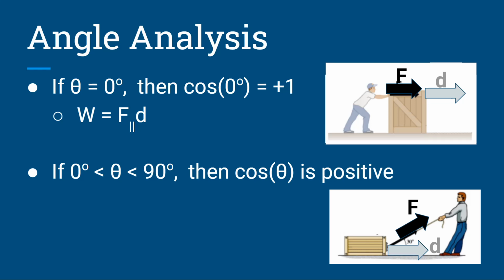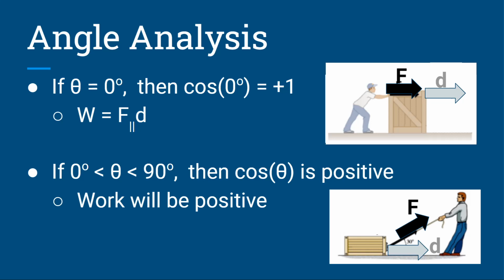Okay, but if you have an angle between 0 and 90 degrees, then cosine of theta, whatever that theta is, is going to be a positive number. Cosine of 30 is a positive number. Cosine of 60 is a positive number. And so if you get a positive value for that, you're of course going to get positive work because you're going to have force times displacement times some positive number.